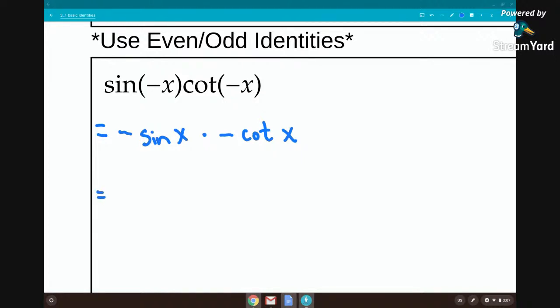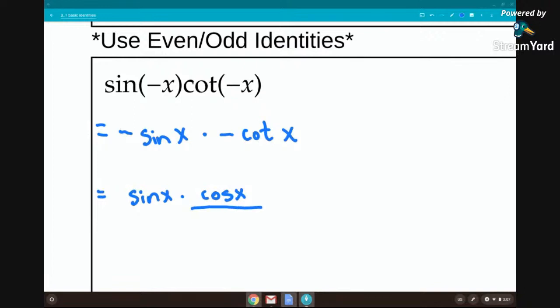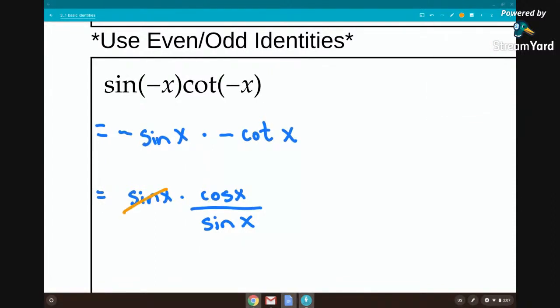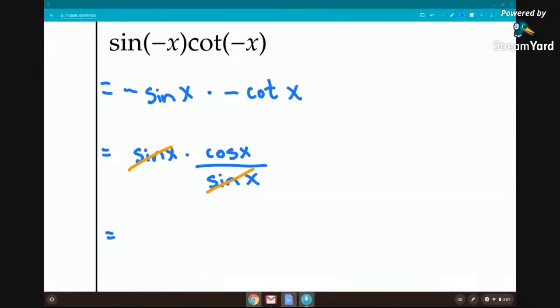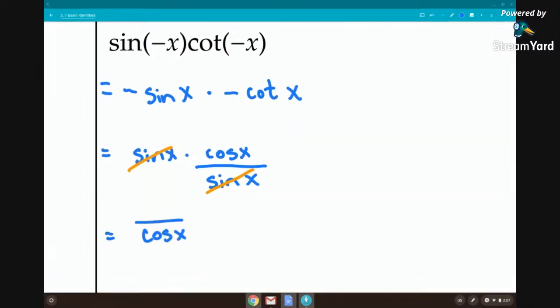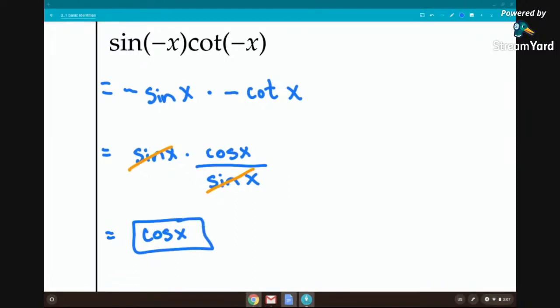I immediately noticed that a negative times a negative becomes a positive, and that I can rewrite cotangent as cosine divided by sine. And we can simplify those factors. And this entire expression becomes the cosine of x. Okay, so there's our first example using the even and odd identities.